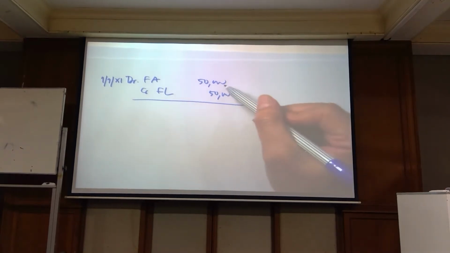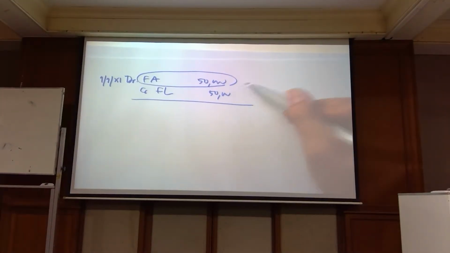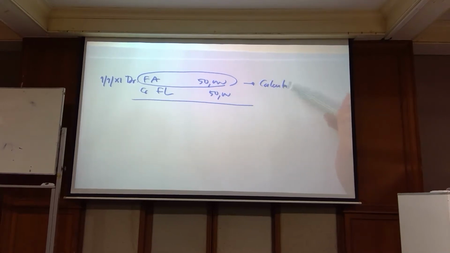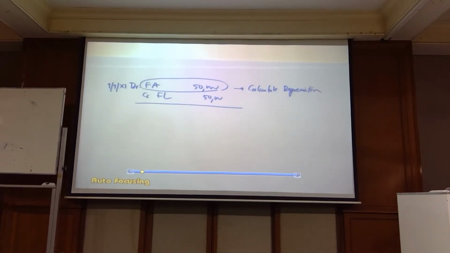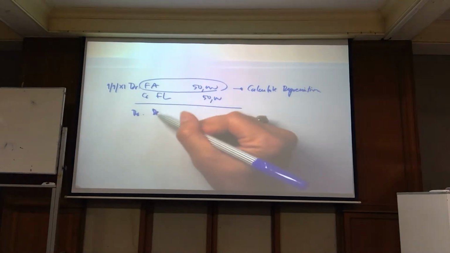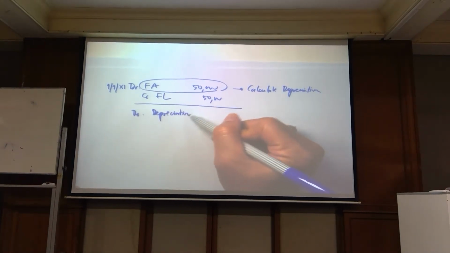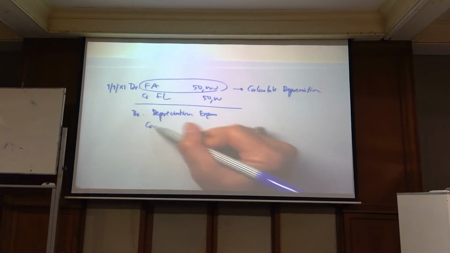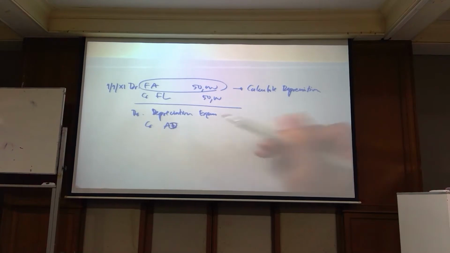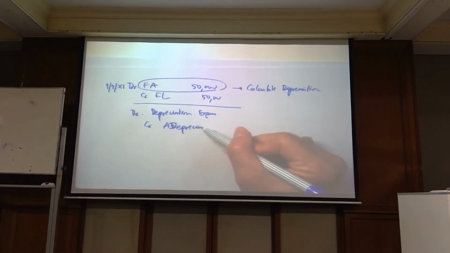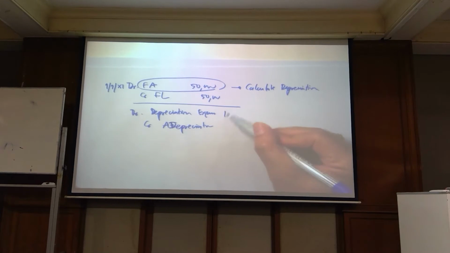All right? Of course, once you get the asset, what happens? Calculate depreciation. You calculate depreciation: 5 years, 3 years. Debit depreciation expense and credit accumulated depreciation, AD, accumulated depreciation, for the amount divided by 3.